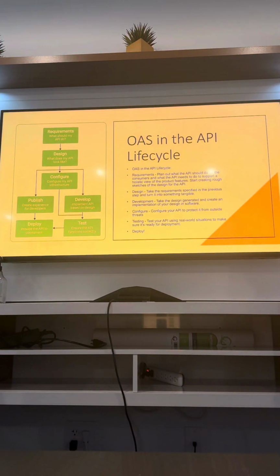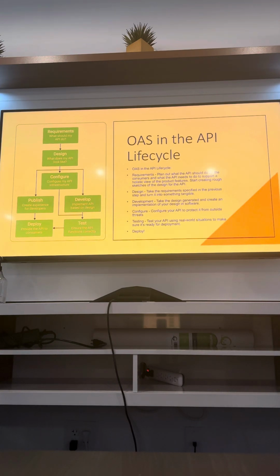So here's a description of the OAS and the API lifecycle. Obviously there are a lot of different routes an API can take, but generally the API starts off in the requirements stage, where the users plan out what the API should do for the consumers and what the API needs to do to support a holistic view of the product features. Typically, you should start creating rough sketches of the design for the API. The next step is the design step, where you take the requirements specified in the previous step and turn them into something tangible, something physical.